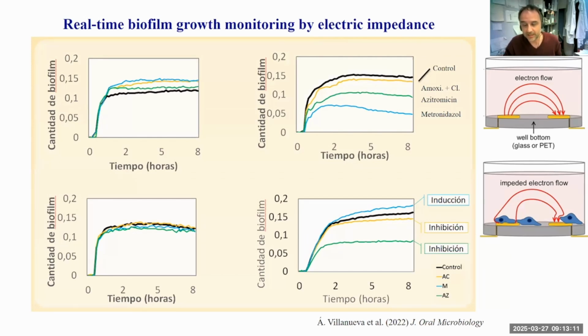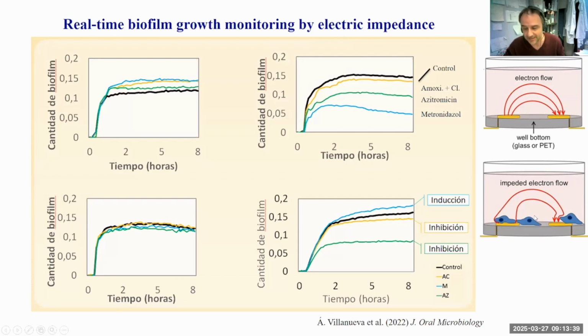If there are no bacteria, or if the bacteria do not form a biofilm and they grow planktonically in the culture media, then that is not going to impede the electron flow. And then we will have a standard, a normal electrical current. But if we have the bacteria that actually physically attach to the bottom, forming the biofilm, that is going to impede the pass of the electrical current.